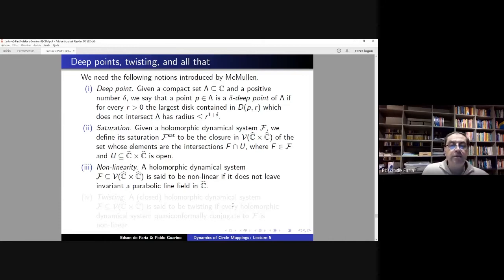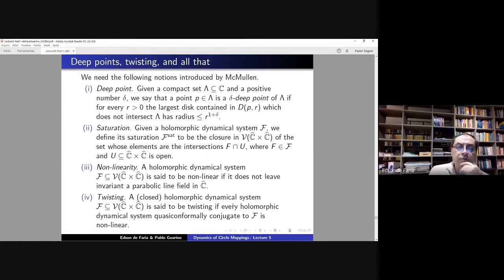He also needs a notion of nonlinearity. For him, a holomorphic dynamical system is nonlinear if it doesn't leave invariant a line field, like a parallel line field. Okay, think of a parallel line field in the complex plane. If a holomorphic map leaves invariant a line field which is parallel, then it's a linear map, a complex linear map. So being nonlinear means that no such invariant line field is preserved by the maps in the system. The system itself might contain some linear map as part of it, but the whole system cannot leave invariant a parallel line field under all maps in the system, under all relations in the system.